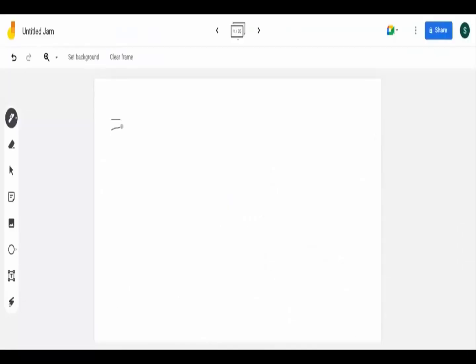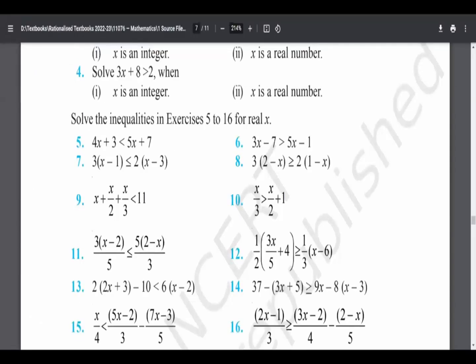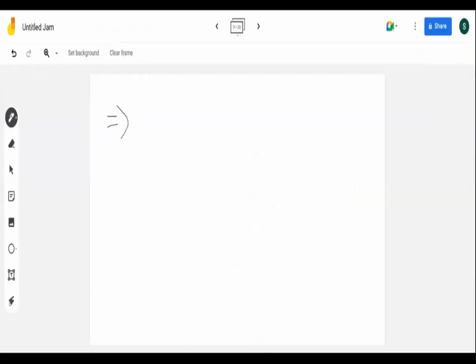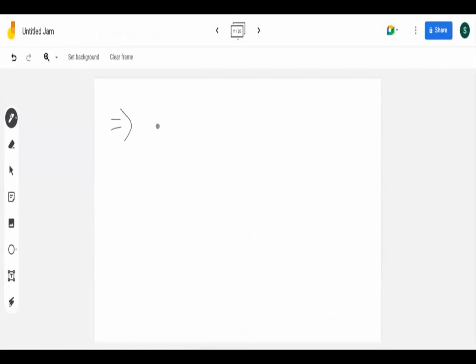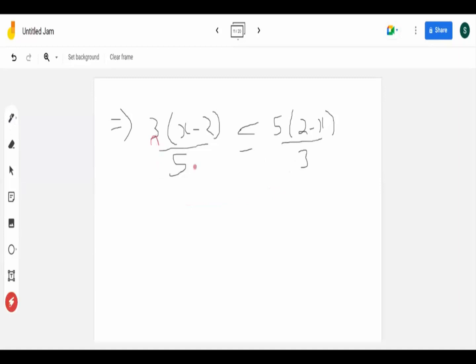For this question, what we have to do is cross multiply. You can see here, if I cross multiply this 3 and this 5 over, then we will get our simplified answer. So we can write this as 3 times x minus 2 by 5 is less than or equal to 5 times 2 minus x by 2. So cross multiply this 3 and this 5 here. If we cross multiply, we get 9, 3 times 3 is 9, times x minus 2 is less than or equal to 25 times 2 minus x.